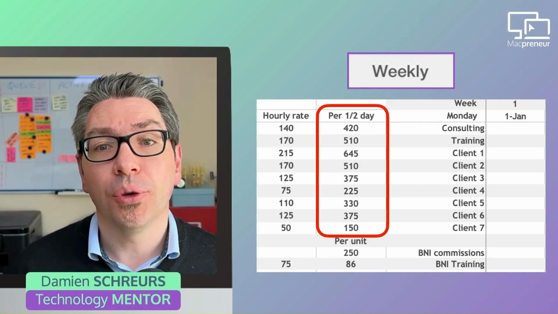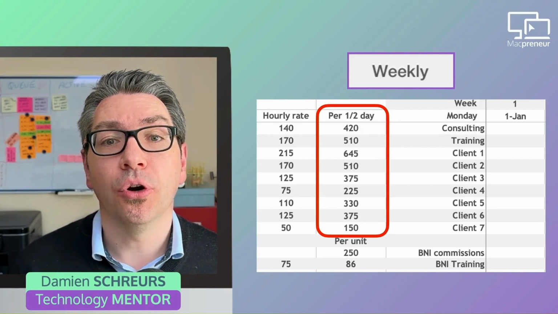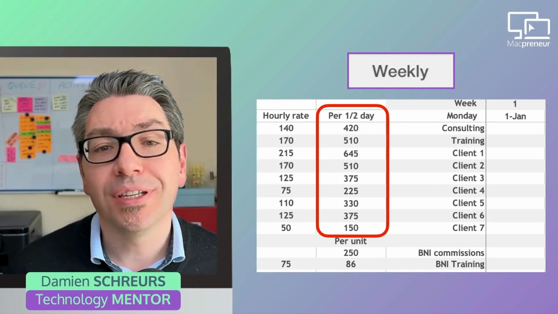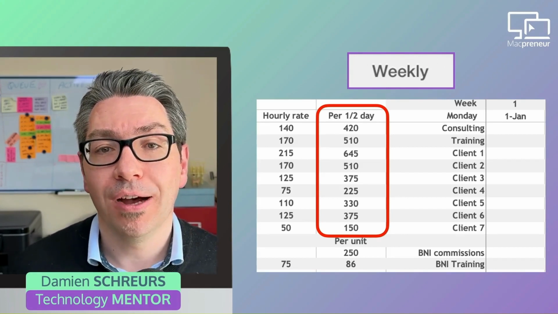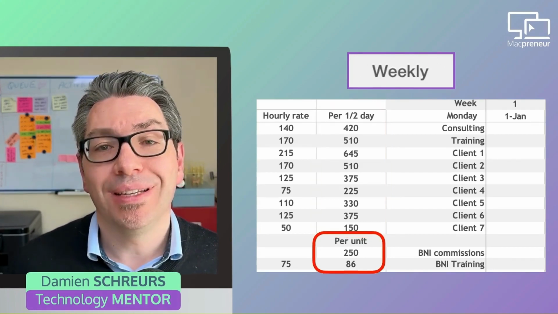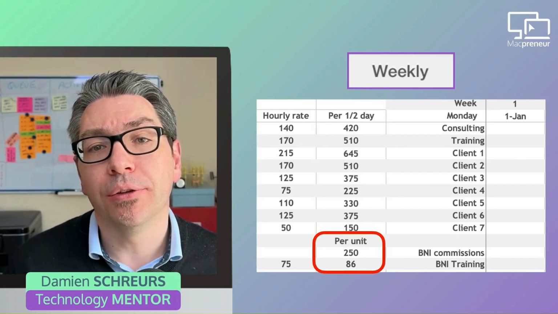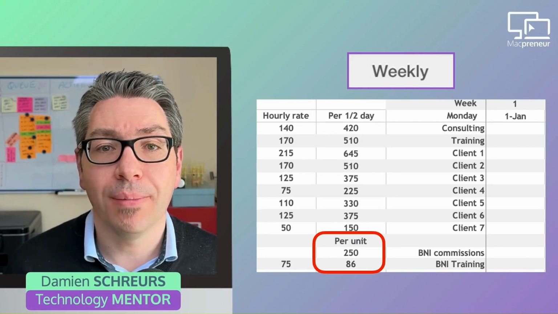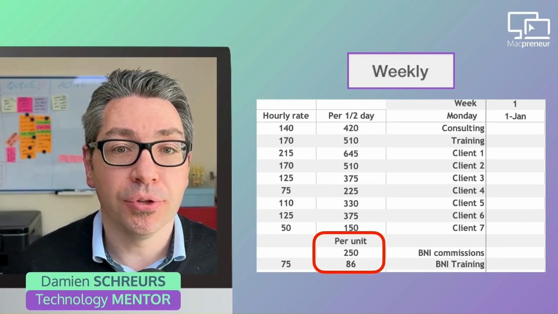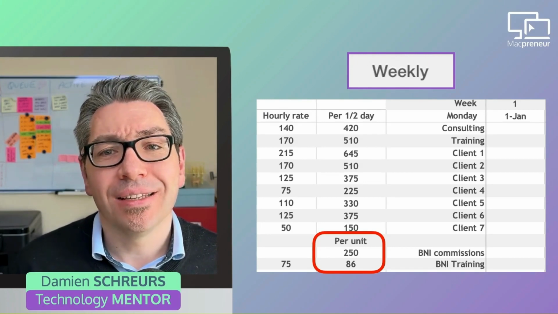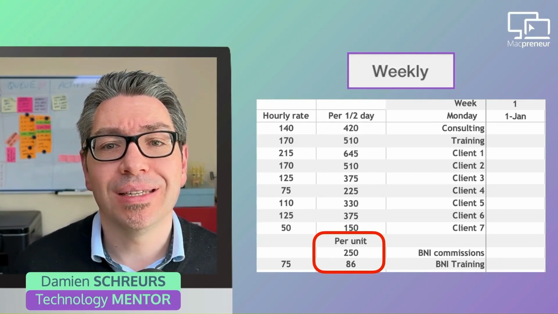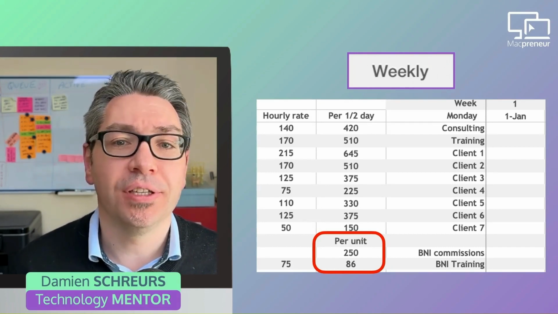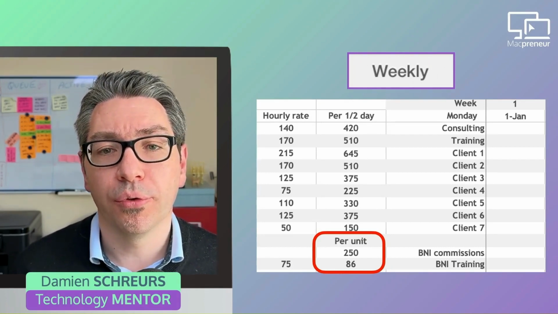Then I enter the number of half days that are booked on a weekly basis because training sessions are oftentimes a multiple of half days. In the case of BNI, I earn commissions when a new member joins the chapter that I manage or when an existing member renews. The amount is slightly different between those two cases. However, for simplicity's sake, I'm using a single value that is roughly the average of both.